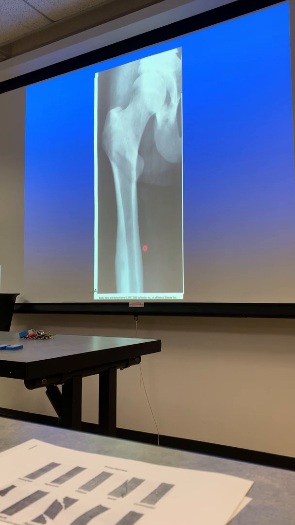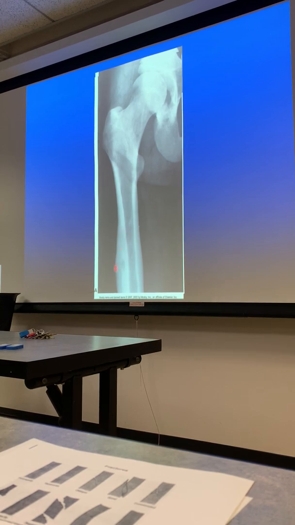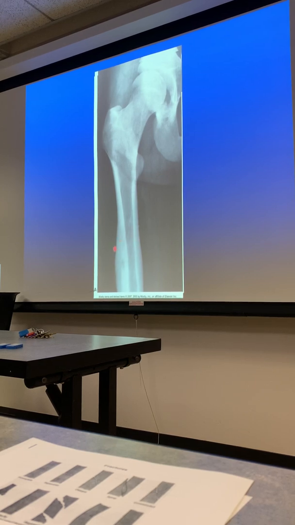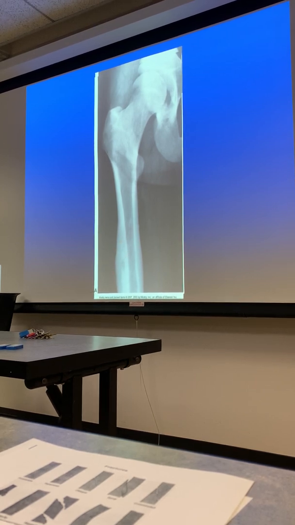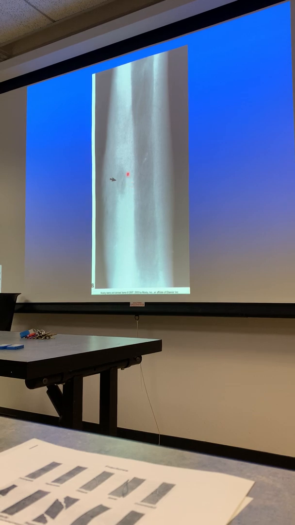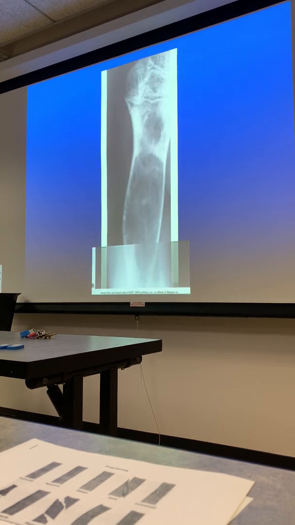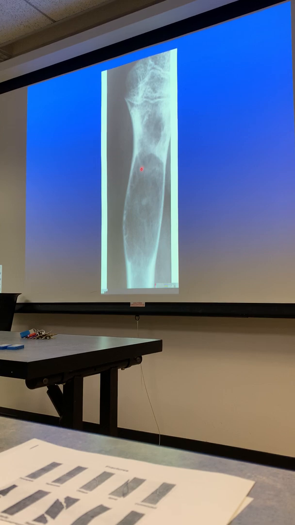Osteoid osteoma, I did not put that on your test, but this is it here, and you can't really see it, you just see this, what they call a callus, because there's something going on, and then they took a magnified image of it, and you can see it right here. Simple bone cyst, like I said, a lot of these all look alike, they're just lucent cysts.